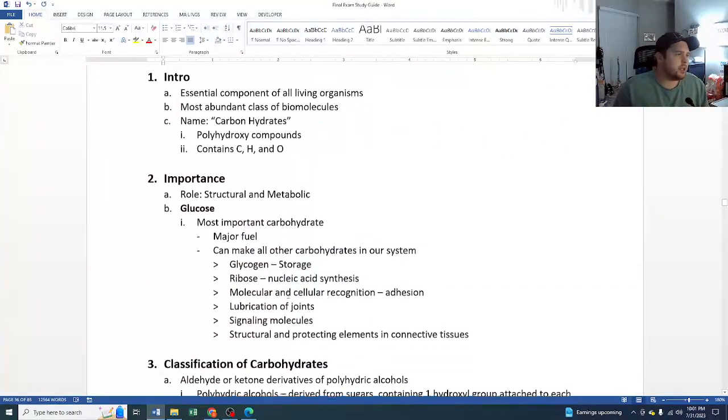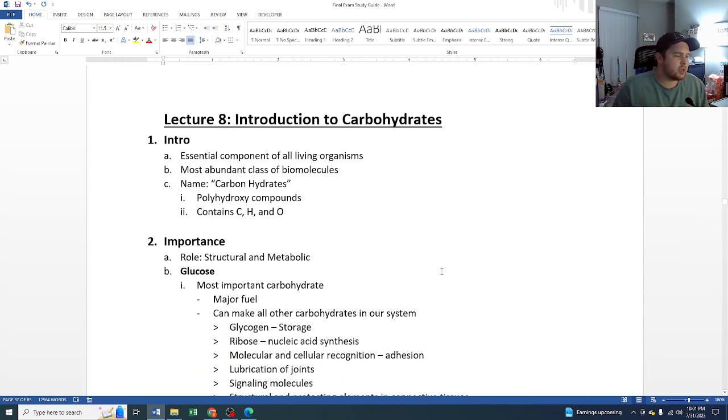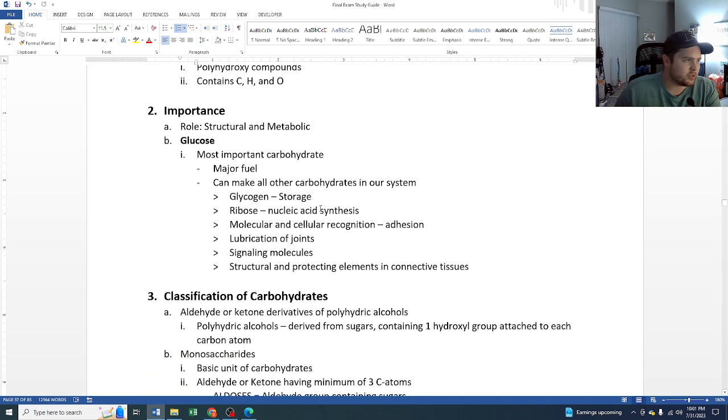On to lecture 8, Introduction to Carbohydrates. Hopefully at this point you have mastered carbohydrates, because we've talked about them a lot. So these are the most abundant class of biomolecules and essential for all living organisms. Carbs are required for life, okay?